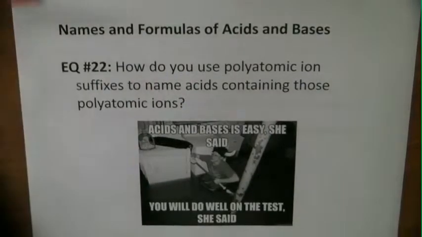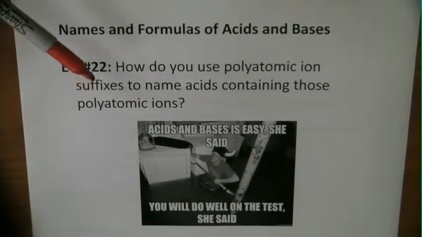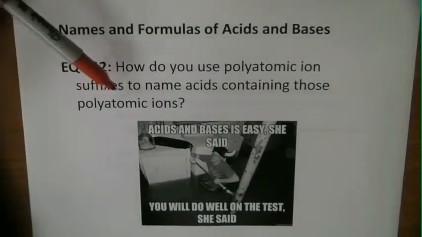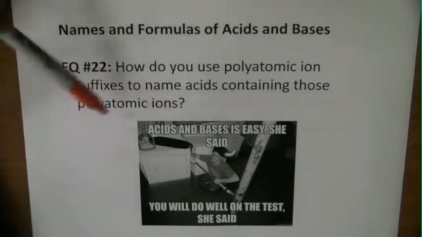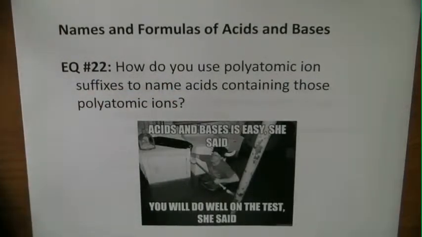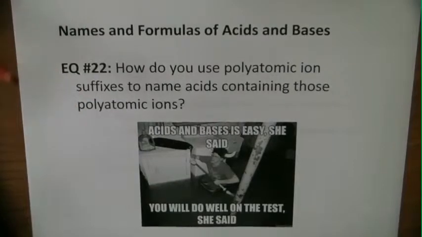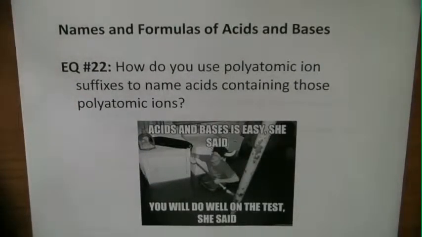Okay, so your EQ says, how do you use polyatomic ion suffixes to name acids containing those polyatomic ions? All right, so essentially what we're going to do is we're going to use what we know about the 3 suffixes we've talked about so far. So ide, I-D-E, ite, I-T-E, and ate, A-T-E. How we use those endings to name acids.